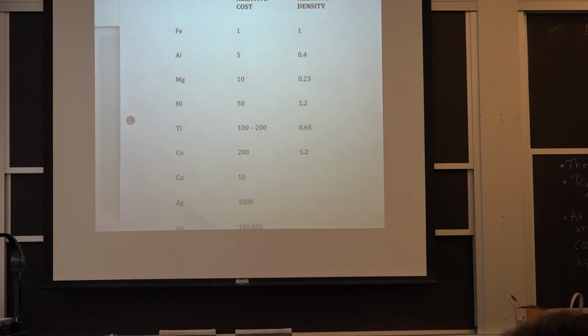This is a bar of aluminum, this is a bar of magnesium, this is a bar of zinc, which is about the same, some titanium, nickel and stuff. And you can feel the difference in density. Magnesium's really light.